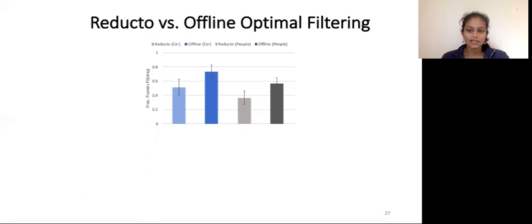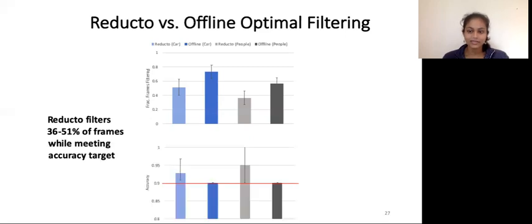So this graph shows the percentage of frames filtered or dropped, so the higher the better. We plotted the offline optimal, which is where the maximum number of frames are eliminated while meeting the accuracy target, in dark blue and gray for cars and people, and the percentage that Reducto filtered in light blue and gray. Across queries, we found that Reducto filtered a median of 36 to 51% of frames, while consistently meeting the accuracy target, which for this experiment was set to 90.